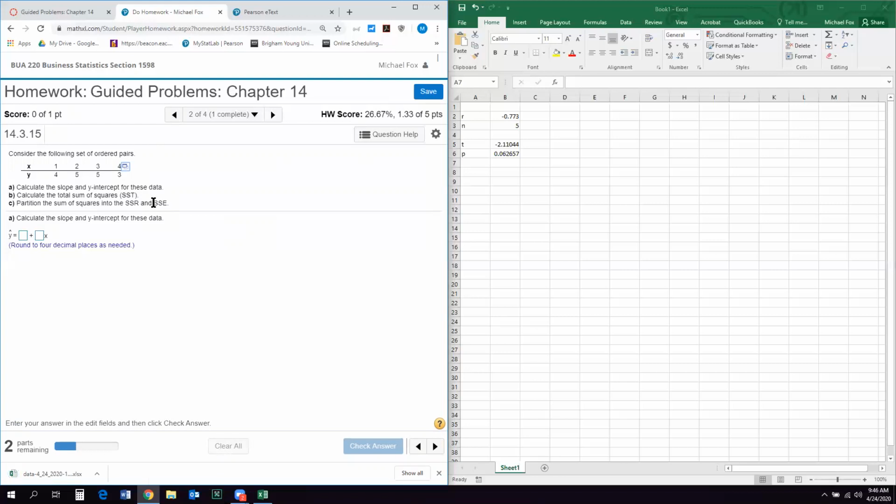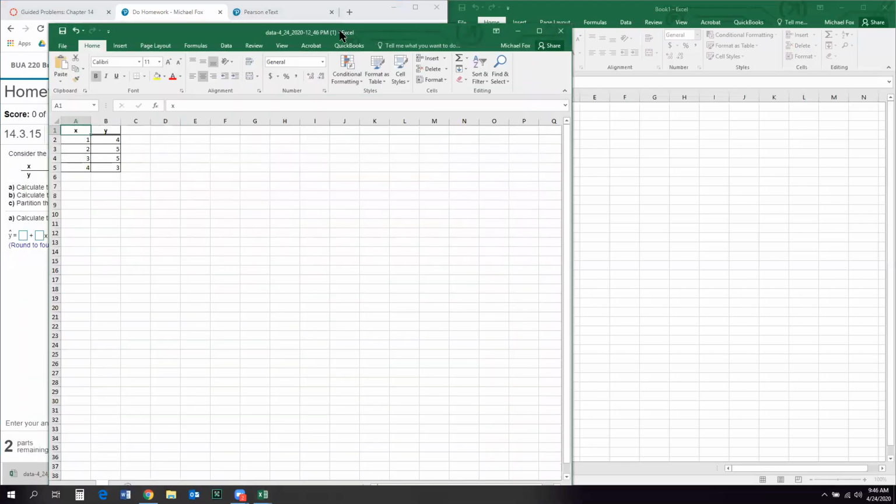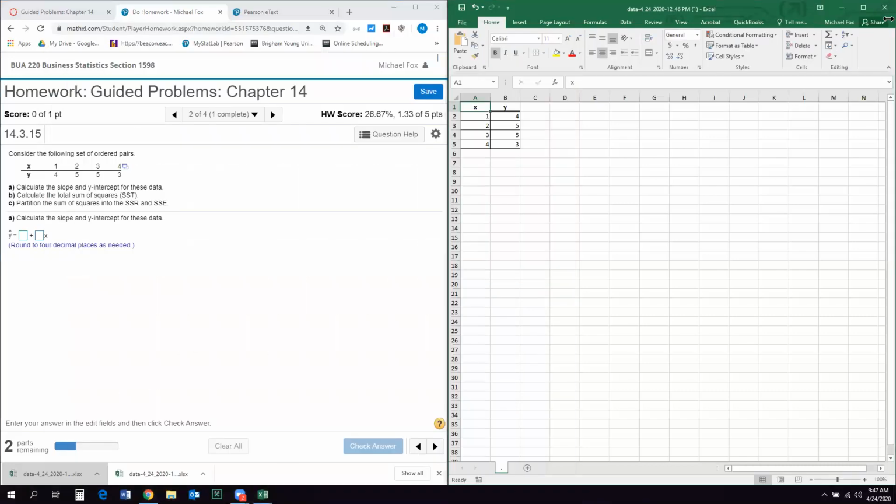Whenever I saw this problem, I was like, nope, I give up. And I emailed you. I was like, I need help. Well, this one, if you use the regression tool in Excel, it makes life way easier. Yes. You're all about the easy life.